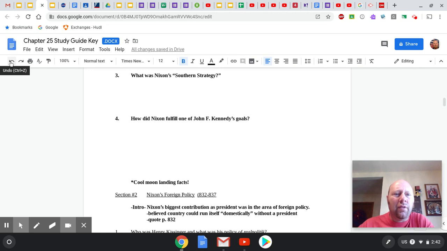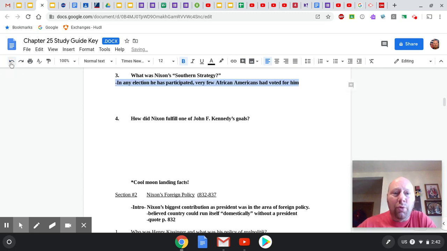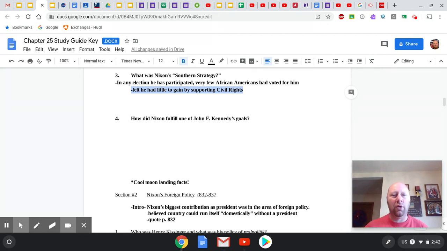So Nixon's Southern strategy has to do with him running for president and the civil rights movement. In any election that he had participated, Nixon and his advisors noticed he was not very big with the African-American population. Very few African-Americans had ever voted for him. So Nixon is kind of a realpolitik. What's in it for me? What do I have to gain?